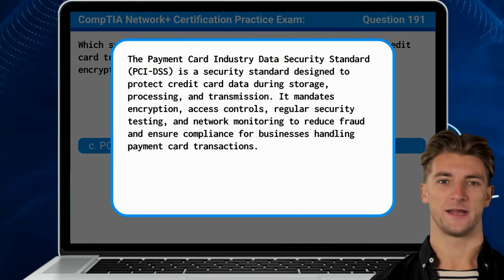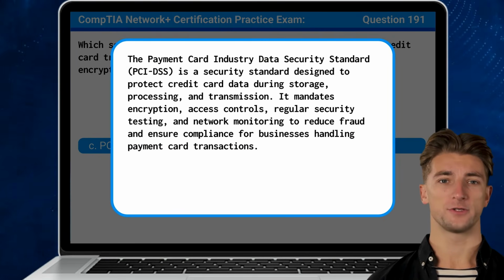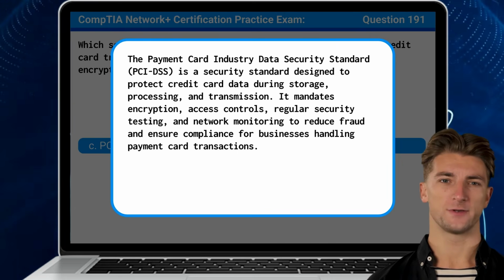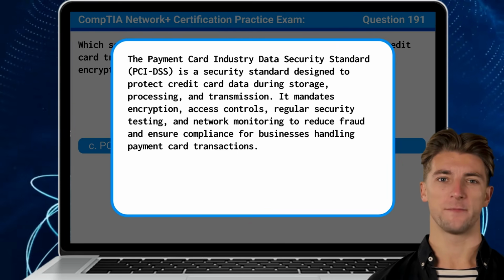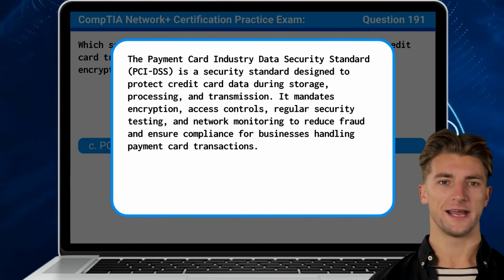The Payment Card Industry Data Security Standard, or PCI DSS for short, is a security standard designed to protect credit card data during storage, processing, and transmission. It mandates encryption, access controls, regular security testing, and network monitoring to reduce fraud and ensure compliance for businesses handling payment card transactions.